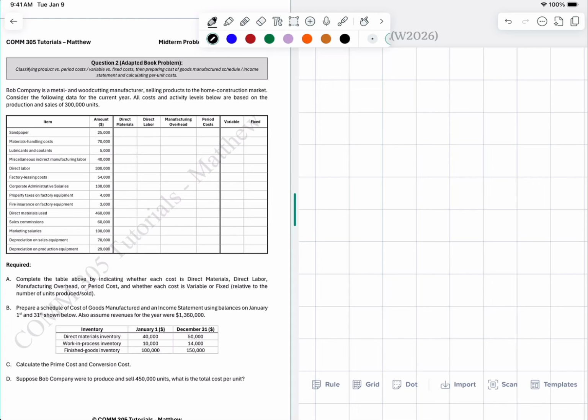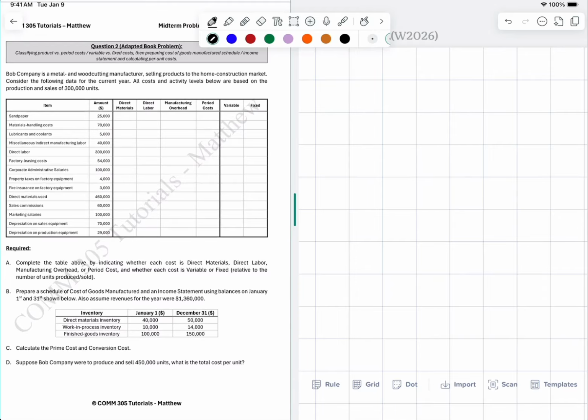But let's go read the required. So we see all our costs over here. We see the amounts, and then we see direct materials, direct labor, overhead, period. And then we also see if the costs are variable and fixed. Okay, so let's go look at the required now.